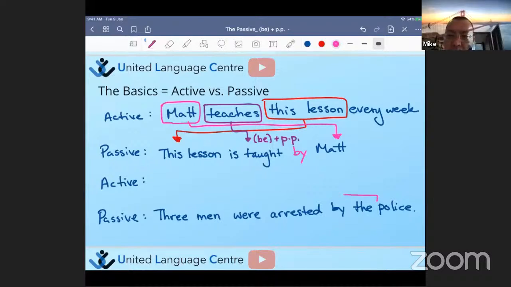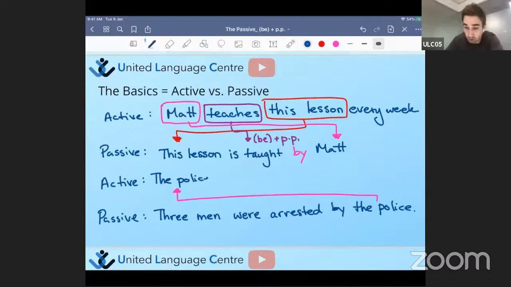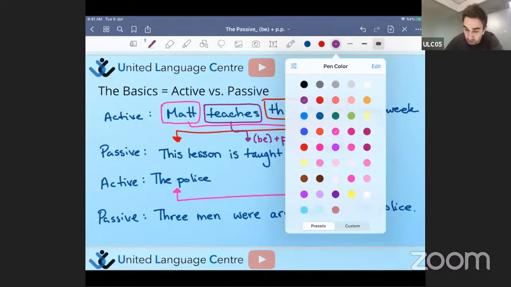Passive sentence. Active. Oh yeah, this passive. Active. The police arrested the three men. Okay, good. You're close, right? Because now we need to remember, the police here. So here we have were arrested.